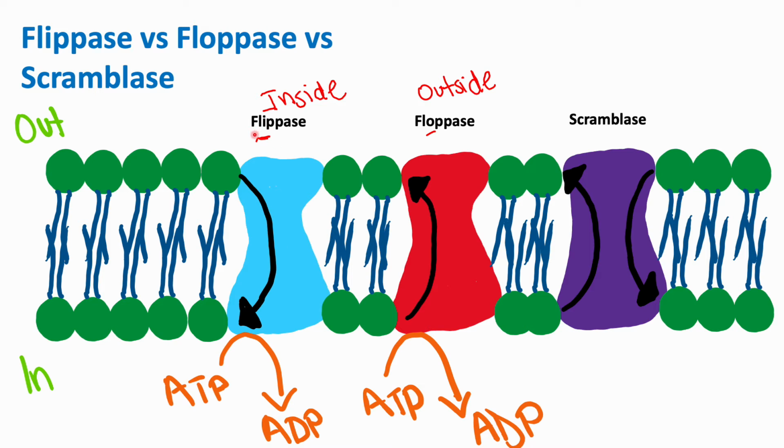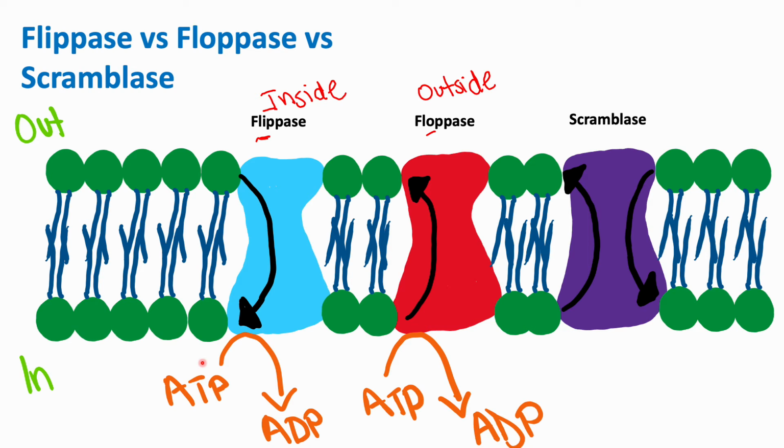So if a Flippase ends up on the inside, that means we're moving from outside to inside because we want to end up on the inside. Whereas for a Floppase, we want to end up on the outside, so we're moving from inside to outside. Now a Scramblase can move in either direction. It can move from the inside to the outside and the outside to the inside.